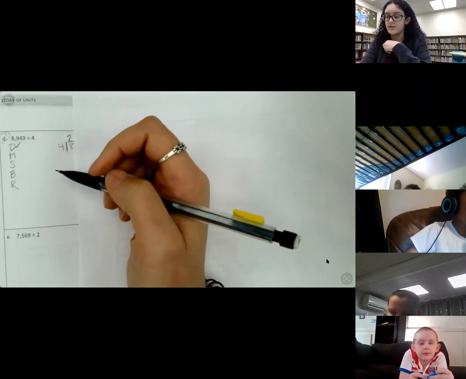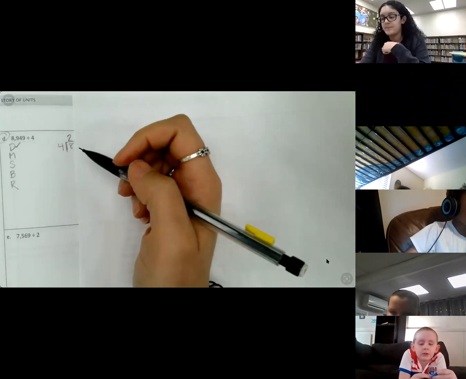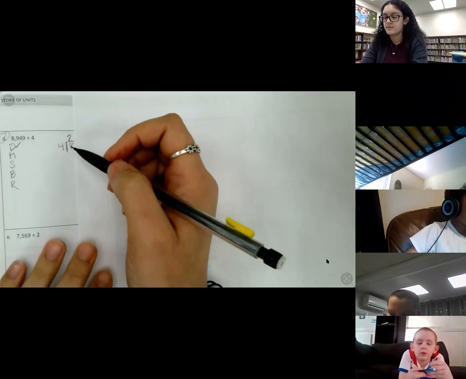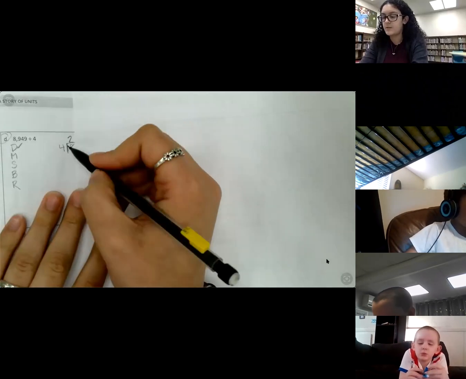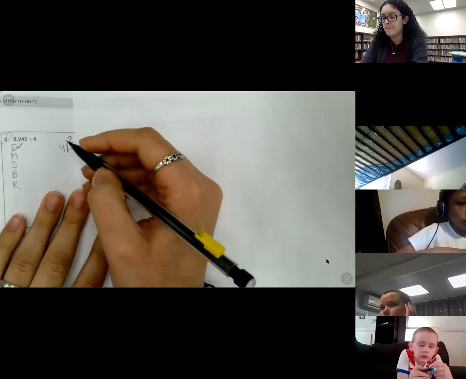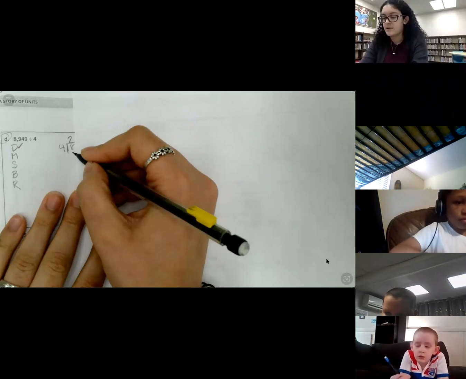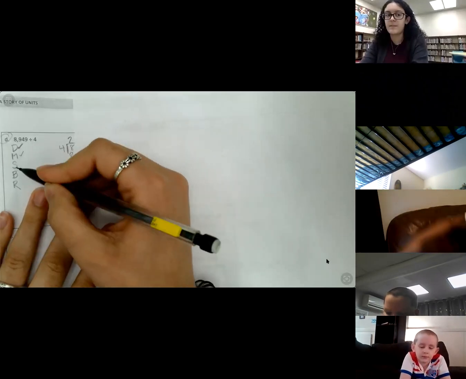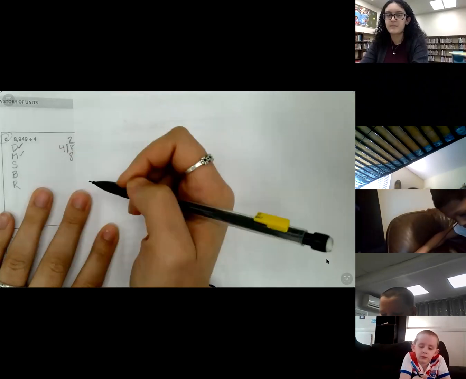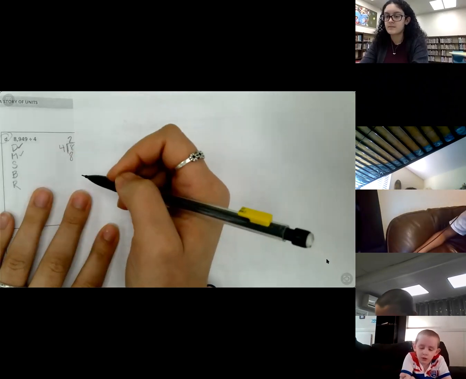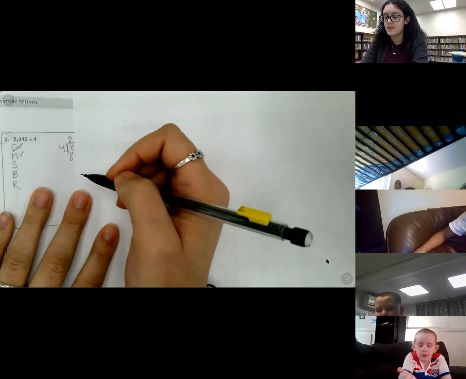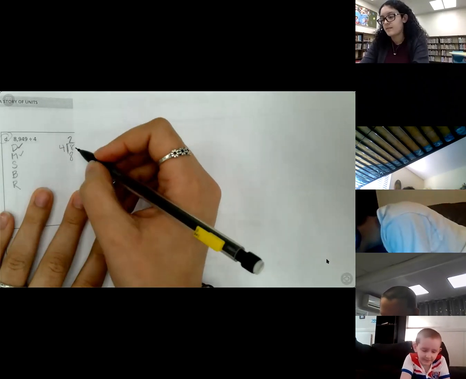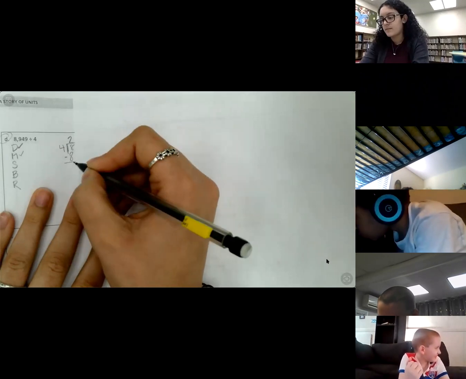Right, so what are we multiplying? We are multiplying 4 times 2. 2 times 4. What's 2 times 4? 2 times 4 equals 8. Right. That was our multiplying step. What's our next step, Zoe? Our next step is subtraction. Right, subtraction. So what are we subtracting? 8 minus 8, which equals 0.